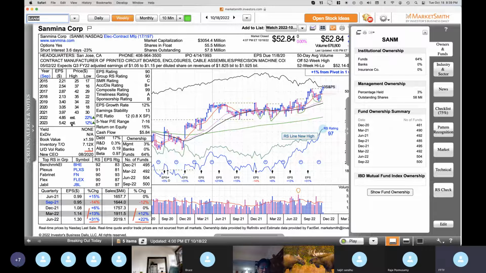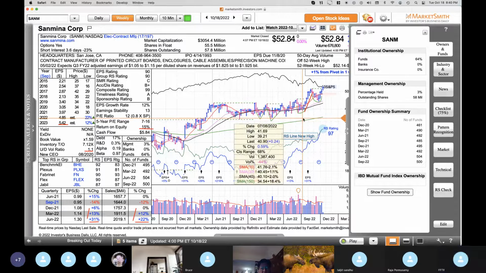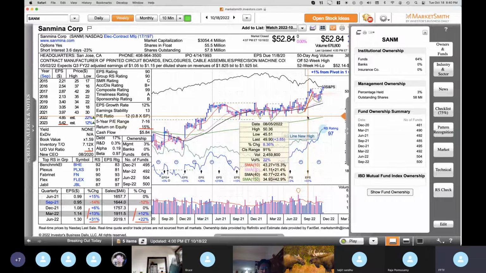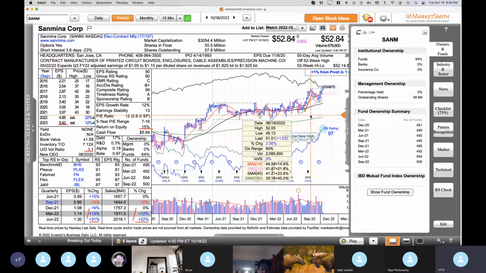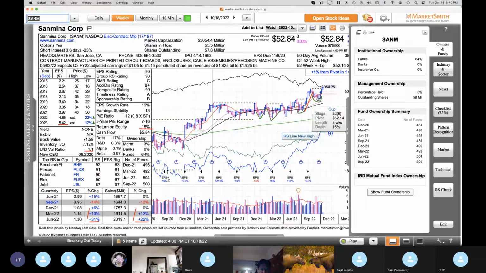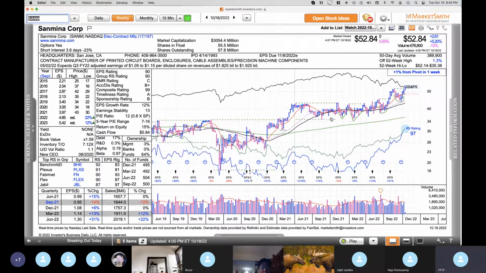Top-down ratio 1.1, so increased earnings expected for next year. And return on equity is a little bit low, 15%. But that's a decent prior uptrend. If we see this, 1, 2, 3, 4, 5, 6, 7 weeks up in a row, 50%. So this is what's breaking out today.